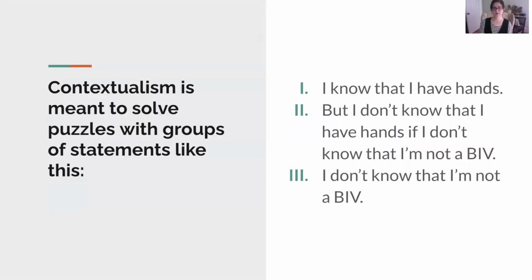The contextualist thinks that it solves puzzles with groups of statements like these. 1, I know that I have hands. 2, but I don't know that I have hands if I don't know that I'm not a brain in a vat. 3, I don't know that I'm not a brain in a vat. We like to say that all 3 of those statements sound true to us, and other accounts can't explain it. Other accounts have to say that one of those 3 statements is false. The contextualist can allow that they're all true because the standards change depending on what sentence you're looking at. So the I know that I have hands statement is true relative to a non-skeptical standard, and so knowledge attributions will be fine. And the second and the third one are relevant to a different conversational context. And that's how we get around it: all 3 are true, even though it feels like an inconsistent use of the word knowledge, right?